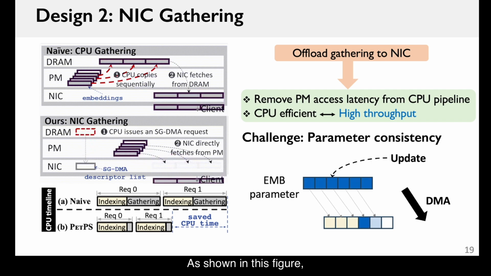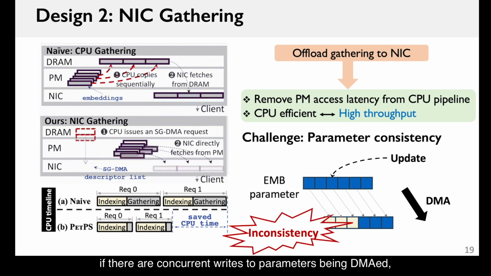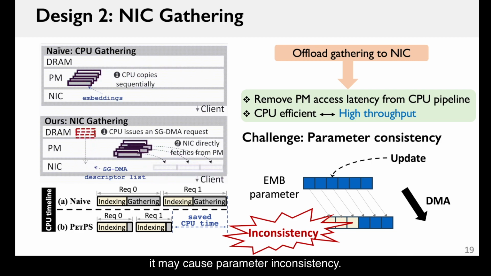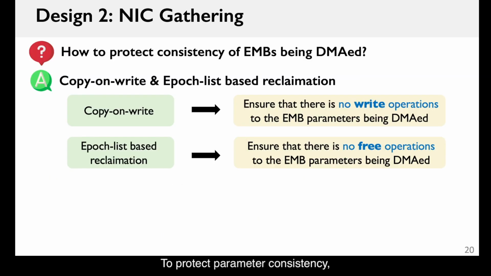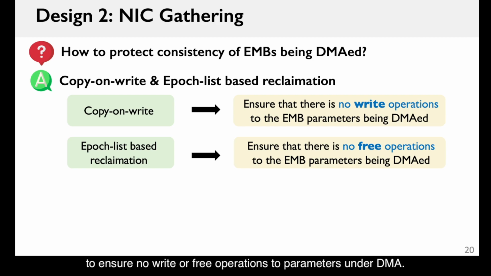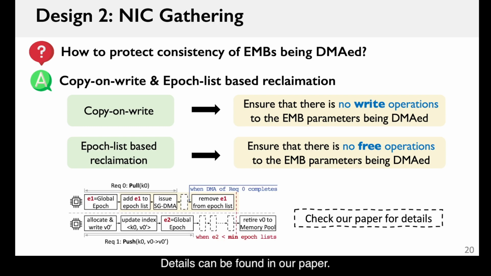As shown in this figure, if there are concurrent writes to parameters being DMA'd, it may cause parameter inconsistency. To protect parameter consistency, we use a combination of the copy-on-write mechanism and our proposed epoch list-based space recombination scheme to ensure no write or free operations to parameters under DMA. Details can be found in our paper.